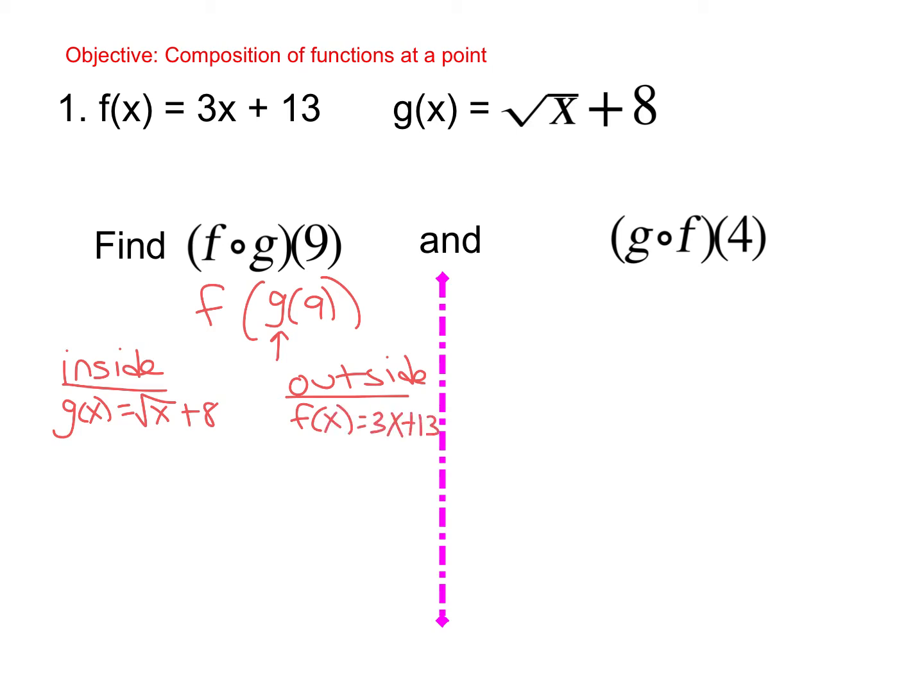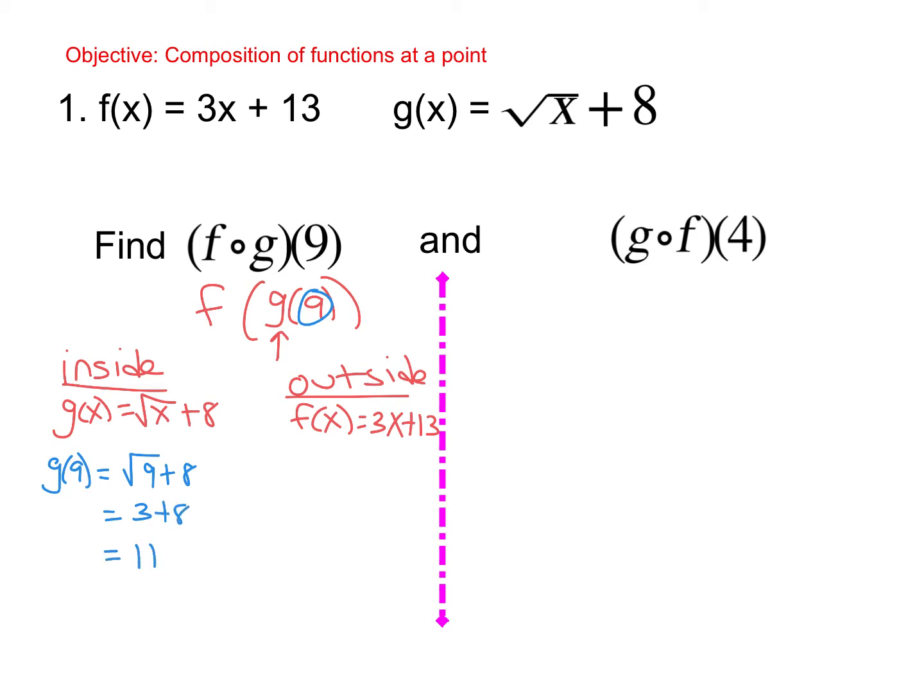We start on the inside and work our way out. So what are we plugging in to our inside function? What's that number there? 9, right? So we're plugging in 9. So I'm going to find g of 9. So that's the square root of 9 plus 8. 3 plus 8 is 11.